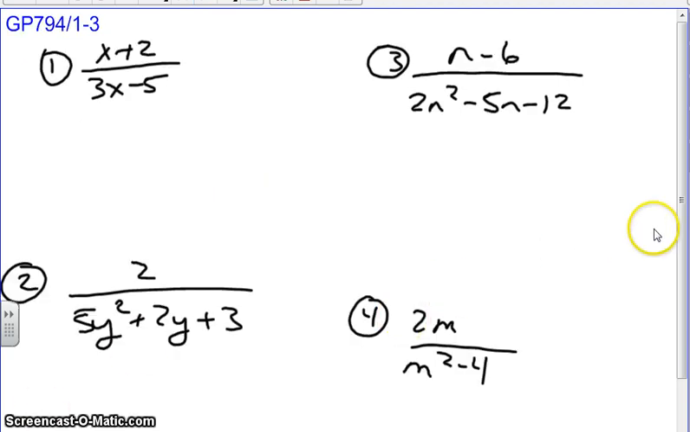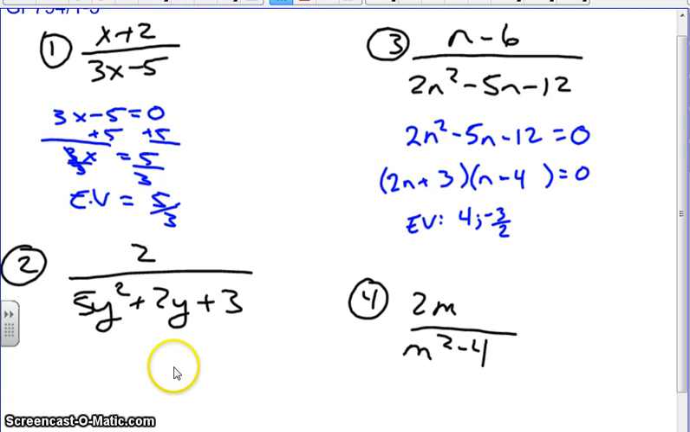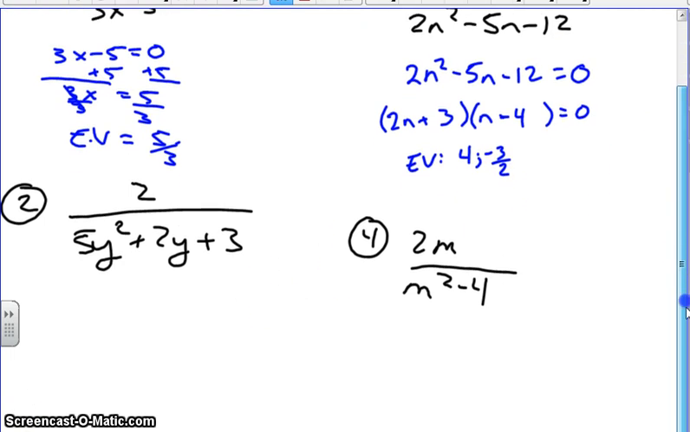Okay, pause the video. Try these. Try to find the excluded values. What would cause the denominators to equal 0? And then come back and check what we found. Okay, so we have found these answers, and we're moving on to number 2 down here. And number 2, again, what might we do? We want to know what would cause that denominator to be 0, right?